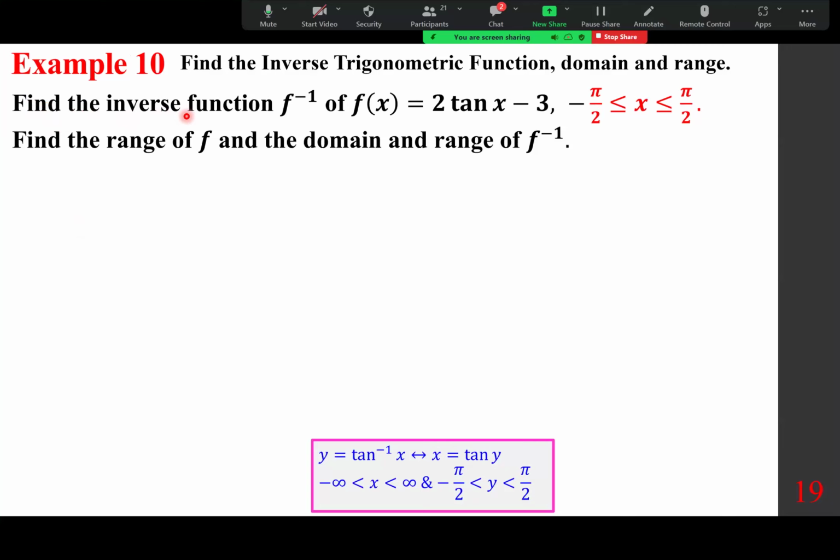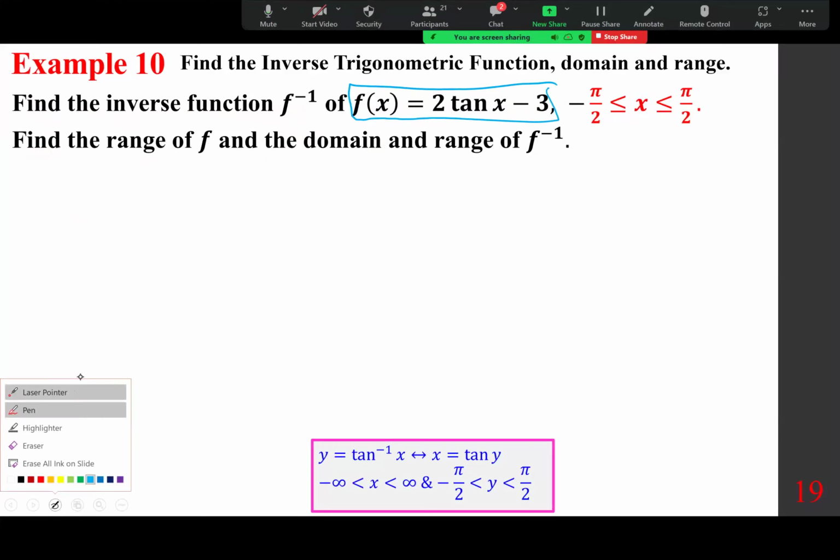Example 10, find the inverse function f inverse of f of x, where f of x is 2 tan x minus 3, and x is between -pi over 2 and pi over 2. Also find the range of f, or domain and range of f inverse. So first and foremost, I want to make sure we understand this is the function that we are working on. We call it y because it's easier to work on y.